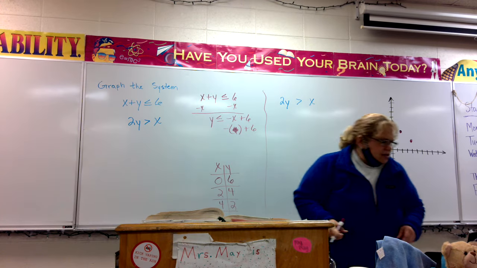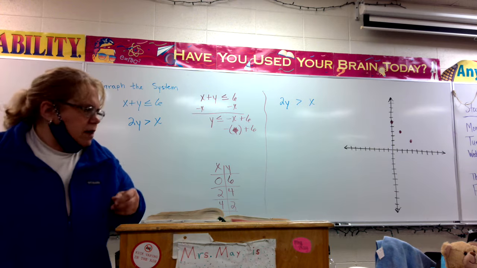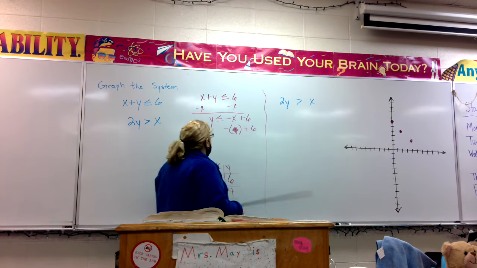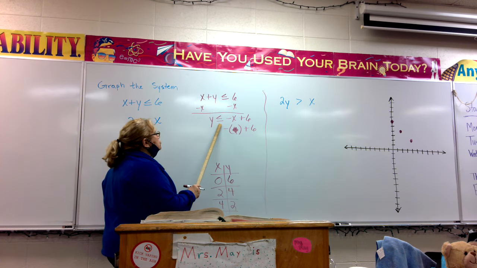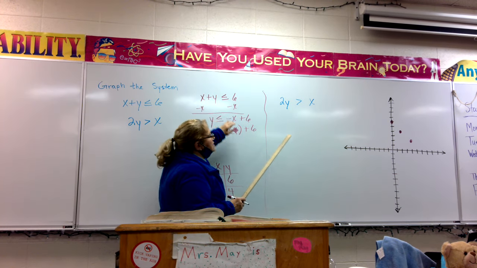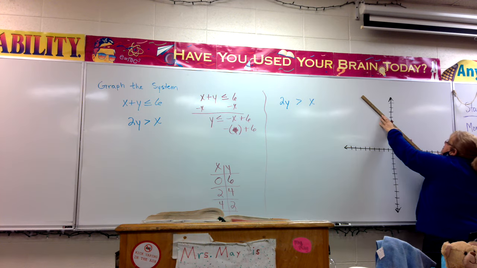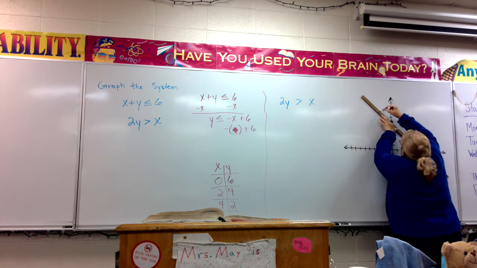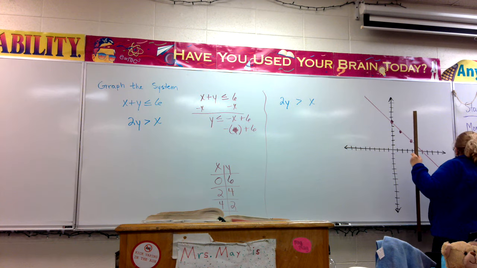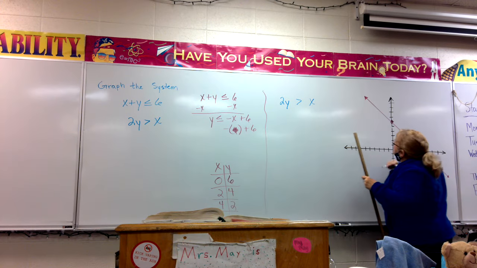When I go to connect these with my ruler that someone stole, remember, what kind of line will I use? Solid. If it's just less than or just greater than, then it's dashed. But since it has the equals, I shall make it solid. Arrows on both ends. Like that.